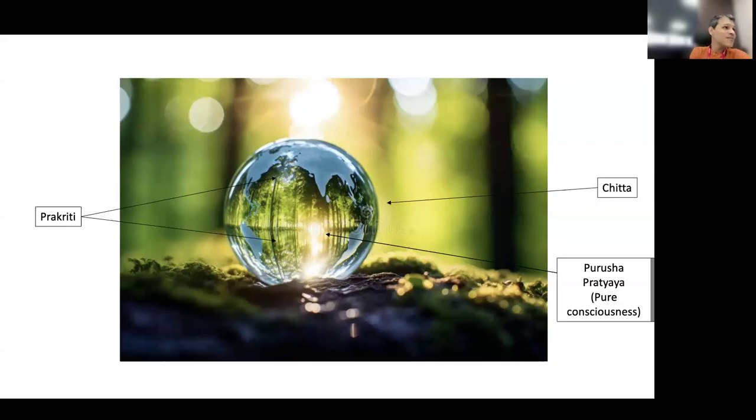Bhakti begins with nama, goes into rupa, and from the rupa it gets into leela.